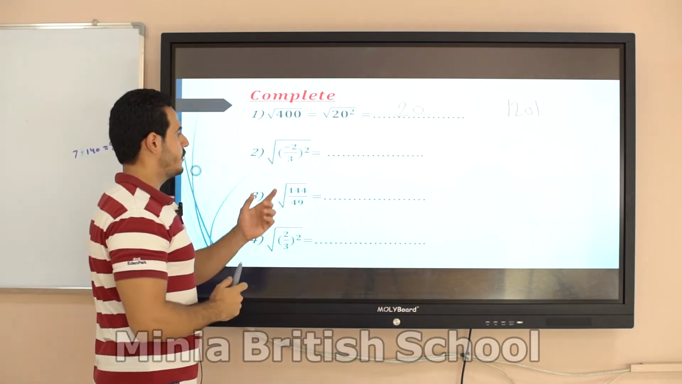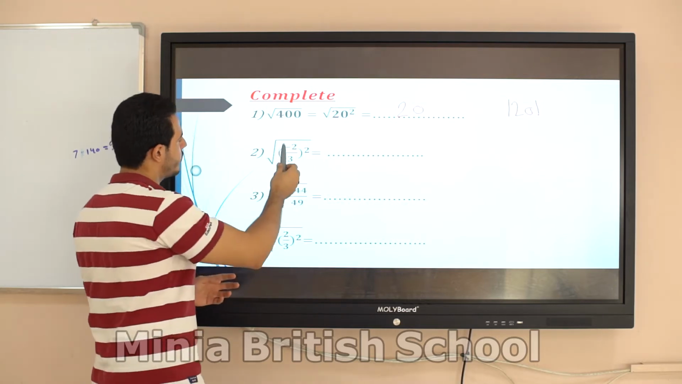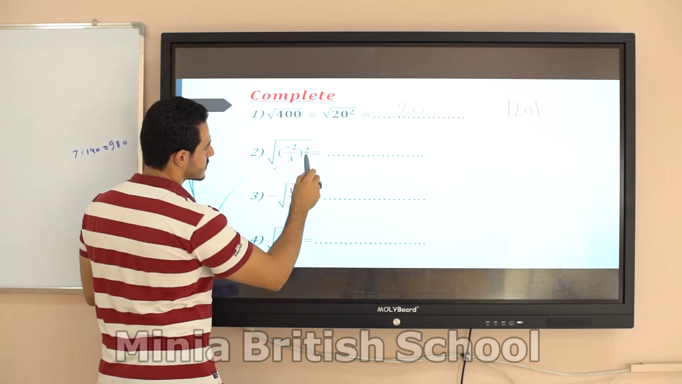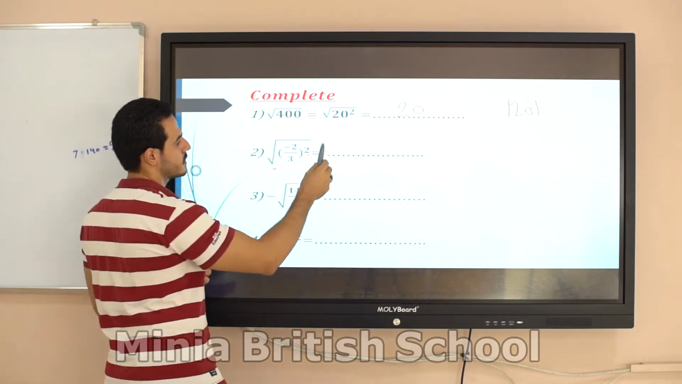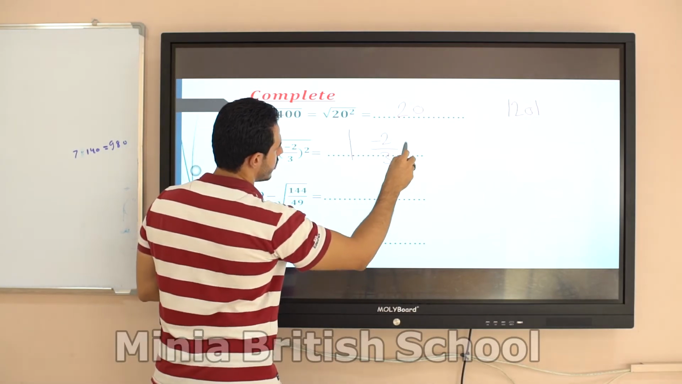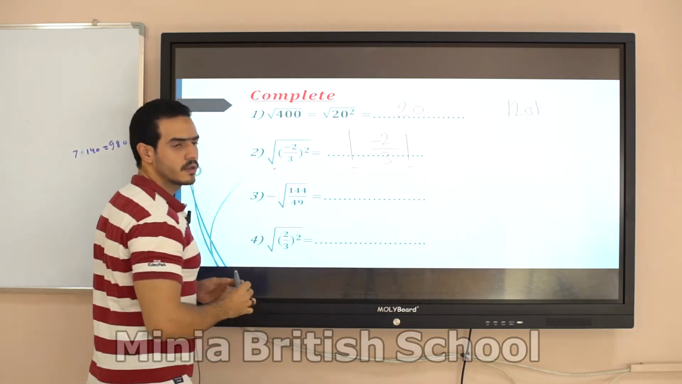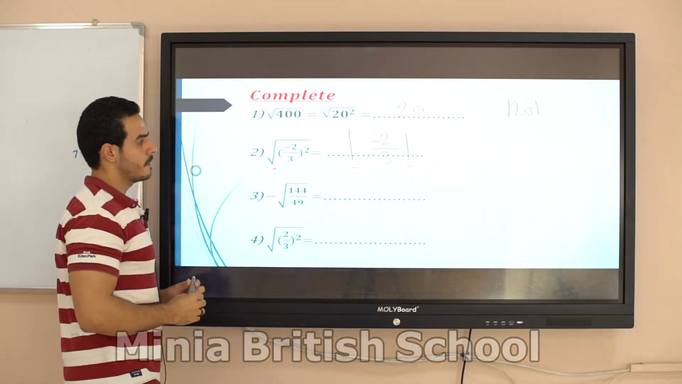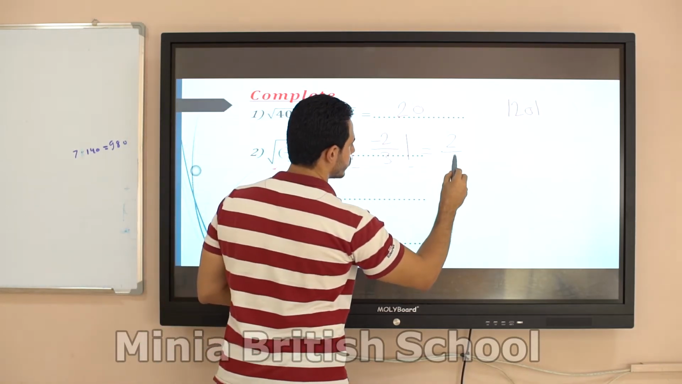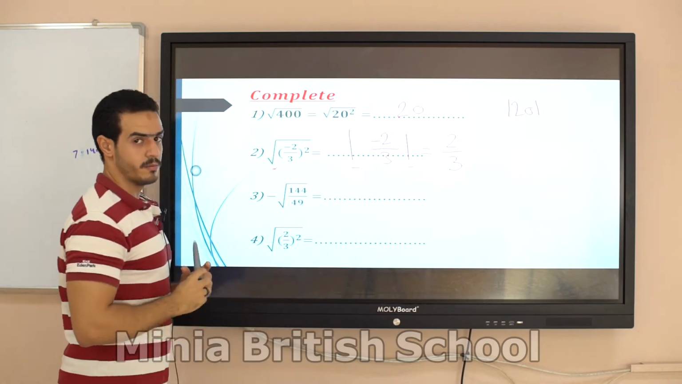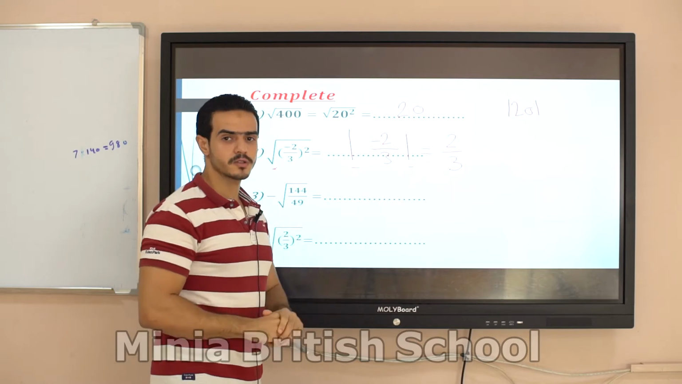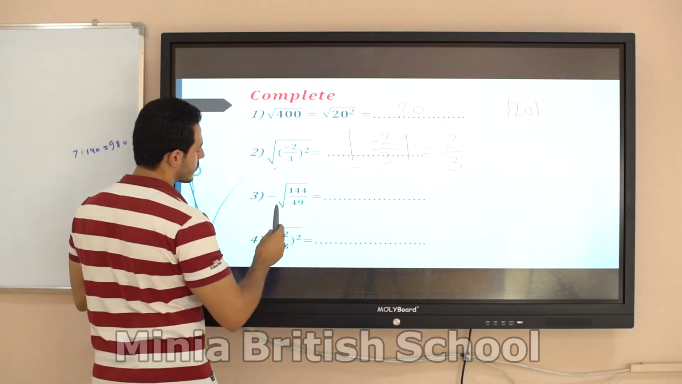Okay? Here, square root of negative 2 over 3 all power 2. This is the square root and this is the power 2. I will cancel both of them. Negative 2 over 3, and what? Absolute value. Okay? So absolute value of negative 2 over 3 will be positive 2 over 3. Remember that the value inside the absolute value must be positive.